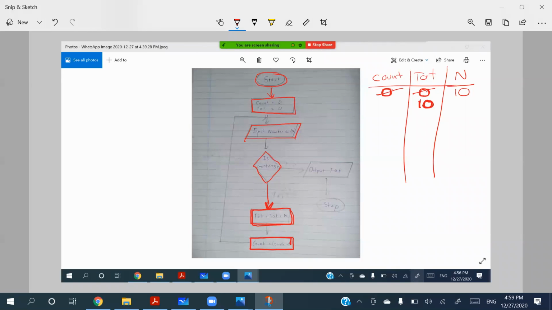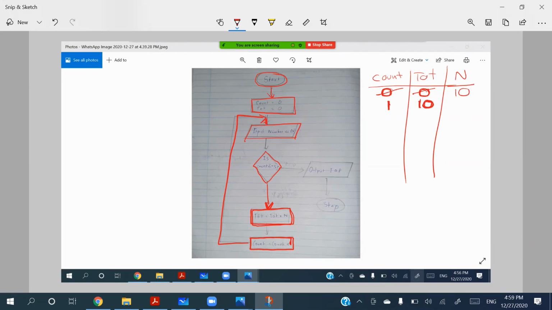So count will increase by 1. That means count will become 1. 0 plus 1 is 1. So count will be given the value 1. So then it goes again to the top, and it says input number n again.